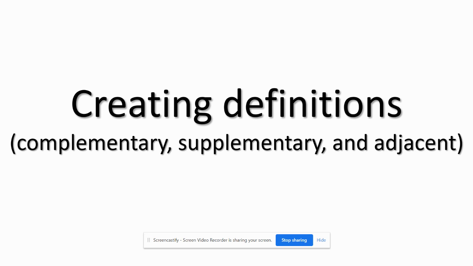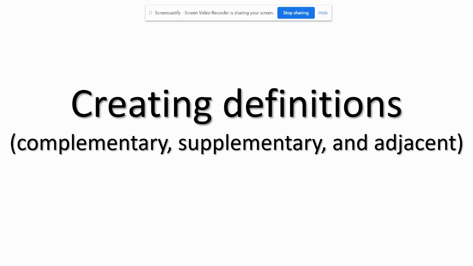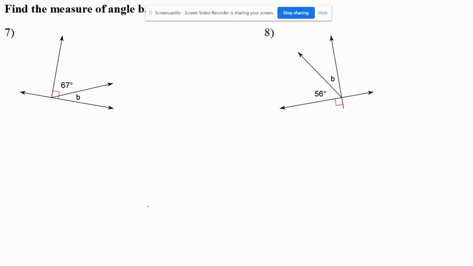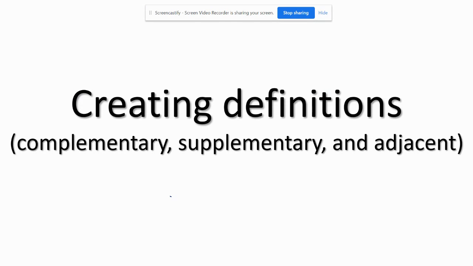For today, we're going to be moving into what we call creating definitions. We're going to talk about a few angles: complementary, supplementary, and adjacent. Now, complementary and supplementary, one way I'm going to help you guys remember this, I'm going to make a little cross. I want to make a little cross, and I'm going to write complementary and supplementary in alphabetical order. So complementary first and supplementary later.